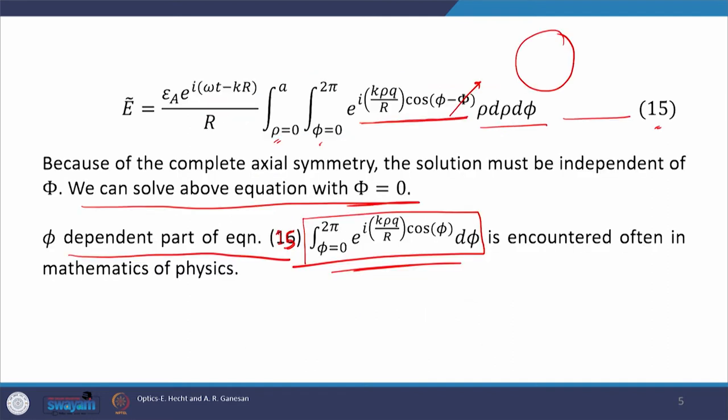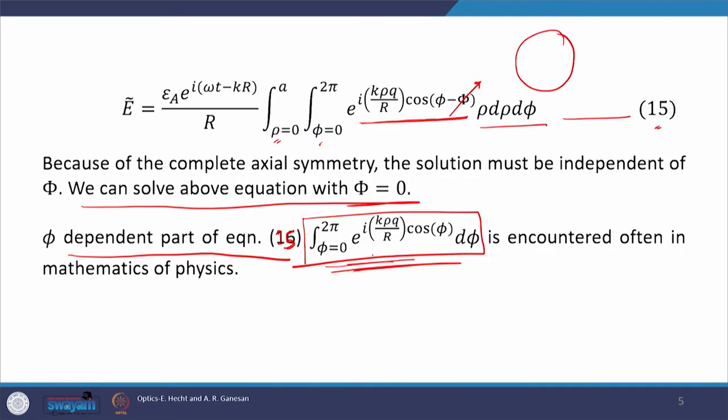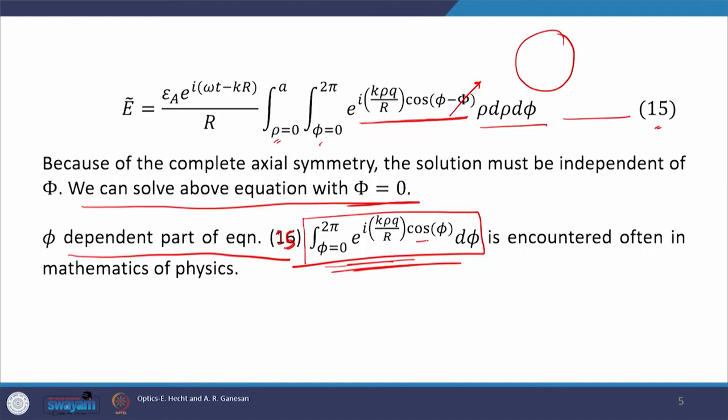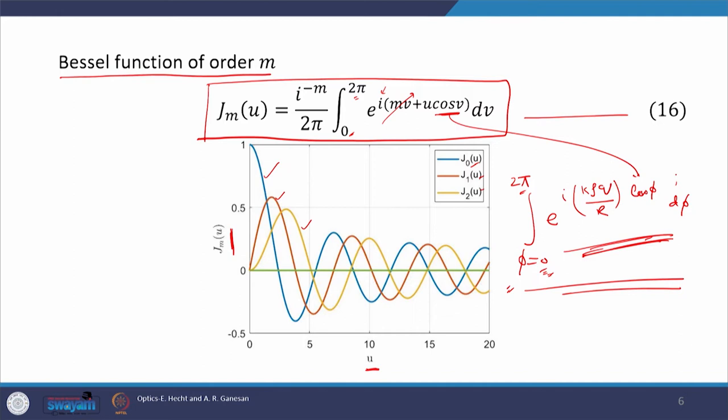Now, you see that this function which we want to solve, let us write it in the next slide: phi from 0 to 2 pi, e to the power i k rho q by r cos phi, and then in the exponent again cos phi, d phi. Now, let us compare this expression with equation number 16. You see that the cos function is here and iota is also here, it is similar, and the limit of integration is again 0 to 2 pi, it is matching. If we somehow neglect this, then this integration resembles equation number 16. Okay, now let us see more into it.